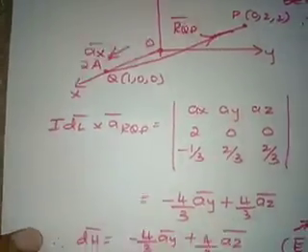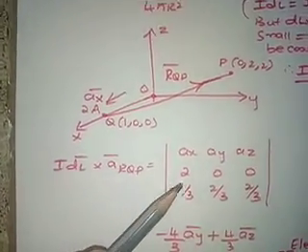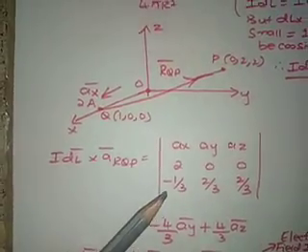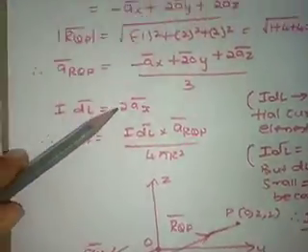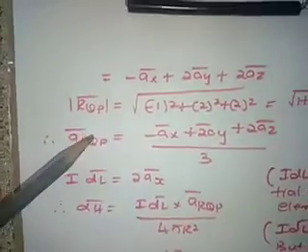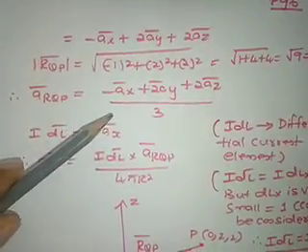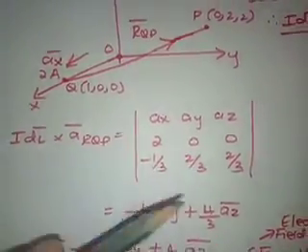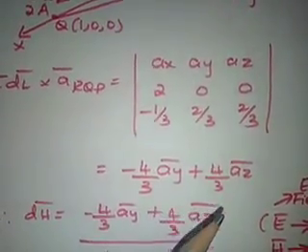Now find the cross product here. I dl bar cross a_RQP bar is the determinant of ax, ay, az; then 2, 0, 0, that is the coordinates of the I dl bar, 2 ax bar, so no y and z components. Similarly, a_RQP bar has coordinates minus 1 by 3, plus 2 by 3, plus 2 by 3. So on simplification of this we get minus 4 by 3 ay bar plus 4 by 3 az bar.